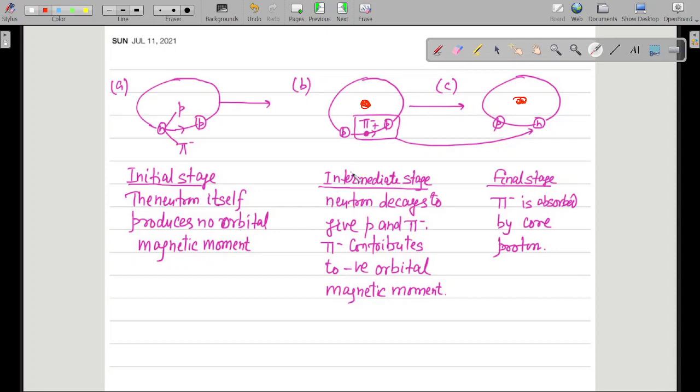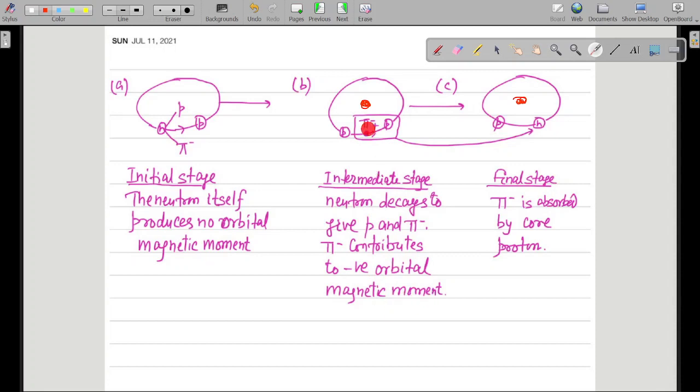Now in the intermediate stage, what happens? The neutron which was here got decayed into a proton and a pi minus pion, or pi minus meson, whatever you may call it. So the neutron decays to give a proton and a pi minus pion. Now this pi minus meson contributes to negative orbital magnetic moment.